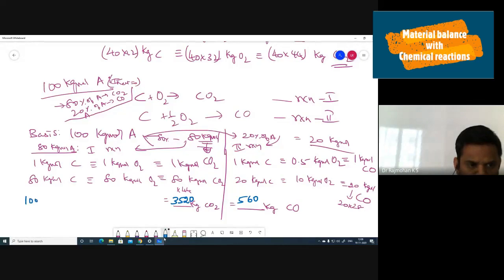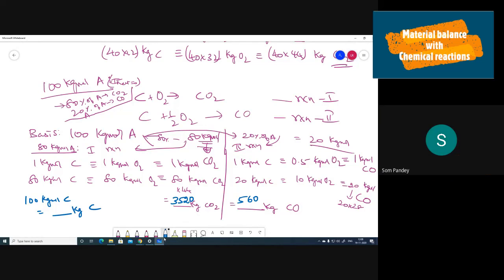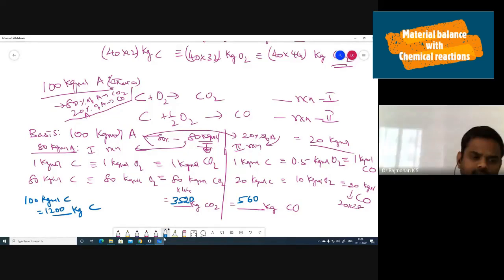Just for confirmation, what is this value? We have 100 kg mole of A, 100 kg mole of carbon. How much kg carbon is it? 1200. 1200. Okay.